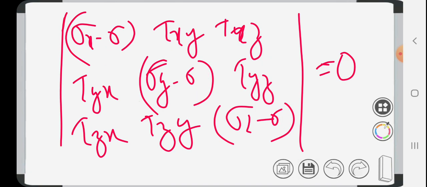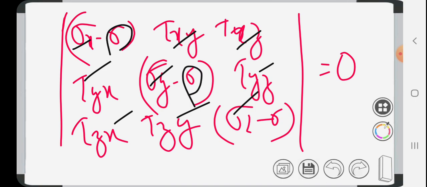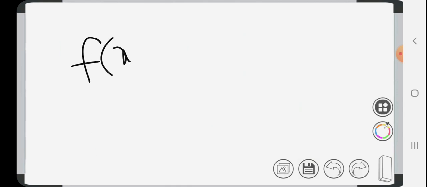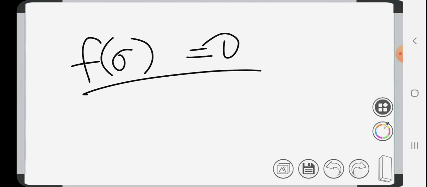I will show you. All these values are known. The only unknown here is sigma, right? So if you find the determinant of this matrix, you will have an equation in sigma. You will get f of sigma equal to 0, some function in this form.